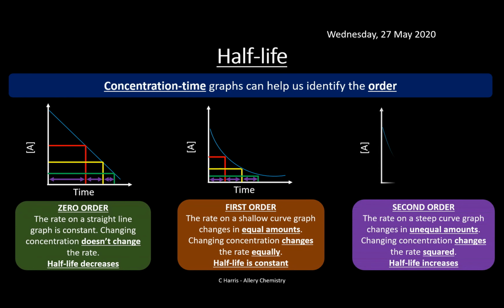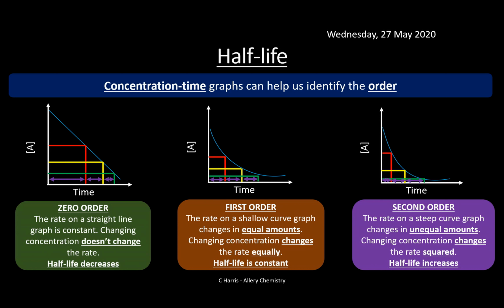And then finally, a second order reaction is where the half-life actually increases. So we've got a much steeper curve, as you can see there. So let's have a look. There it is. You can see the half-life is increasing as we go down this curve. So an increase in half-life is second order, a constant half-life is first order, and a decrease in half-life is a 0 order reaction.